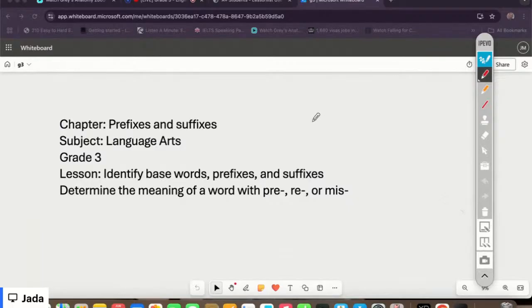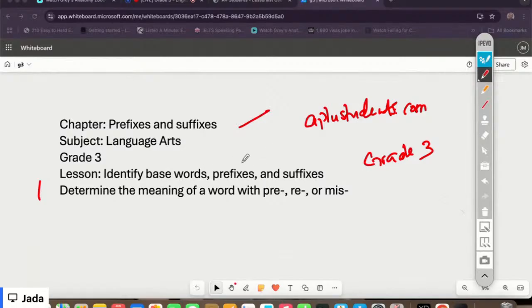Today we will have prefix and suffix. So first you have to log in using aplusstudent.com. Click on your name, move on to language at the grade 3. Chapters prefix and suffix lesson will be identify base words. Prefix and suffix. Determine the meaning of a word with pre, re, or mis.